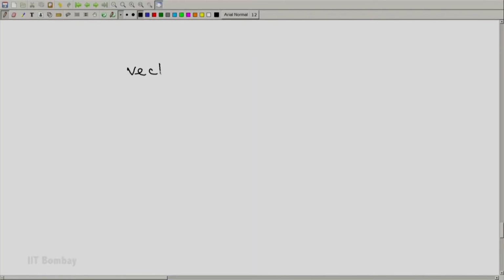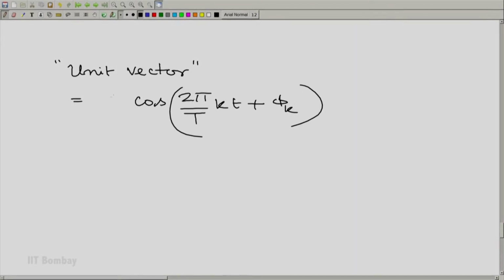So, the unit vector is essentially the original vector, I must emphasize unit here, cos 2 pi by T times kt plus phi k divided by the square root of the squared magnitude, if you want to call it that. So, now I have a very simple situation. I can take an inner product of the original signal with this unit vector.